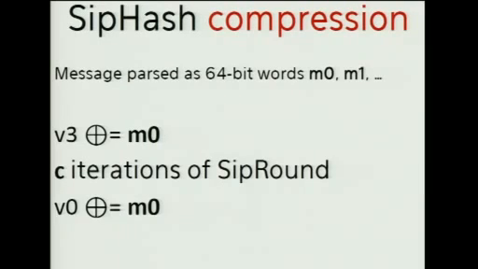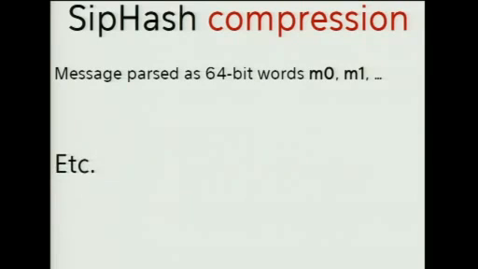So then you have an input of arbitrary length. You parse it as a sequence of 64-bit words. And you first XOR M0 to V3. You perform C iterations of a function called sepround. And then you take the same message block M0 and you XOR it to V0. You do the same for M1, M2, and so on and so forth.